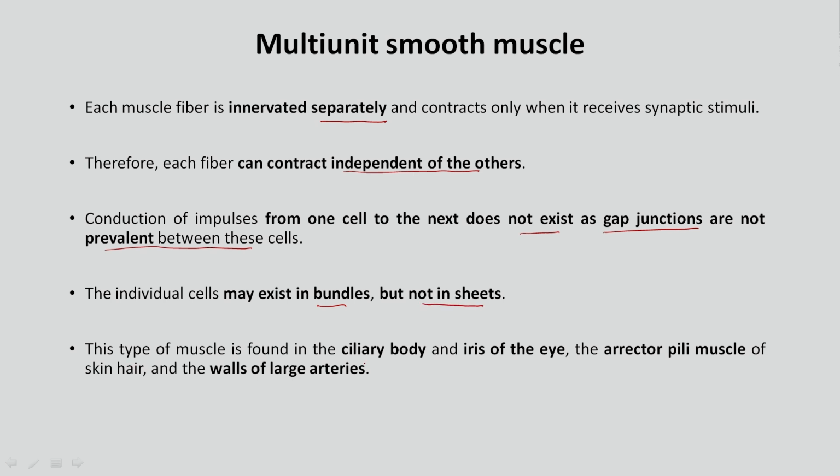This type of muscle is found in the ciliary body, iris of the eye, arrector pili muscles of the skin and hair, and the walls of the large arteries. So, all these organs have multi-unit smooth muscles.